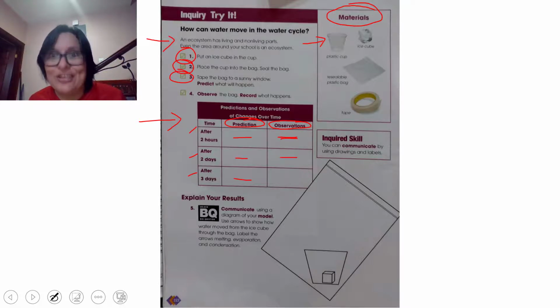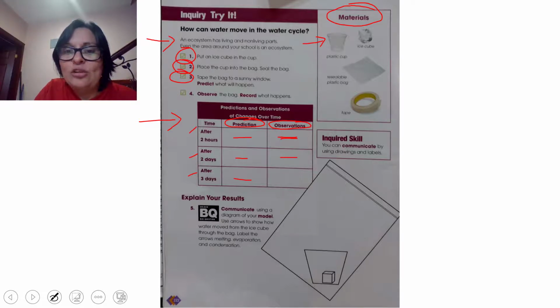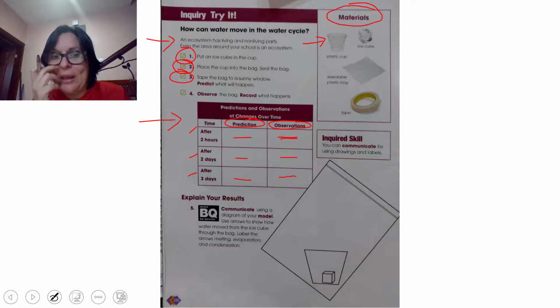And then on Thursday, that we are going to have another science class, you are going to observe for the last time, after 3 days, on Thursday, you are going to observe what happened at the end with your bag and especially what happened with the water. What do you observe? How is the water, okay? And you are going to write it in here. So, after that, when you finish the experiment, you are going to explain your results.